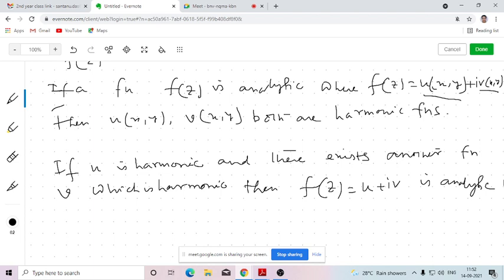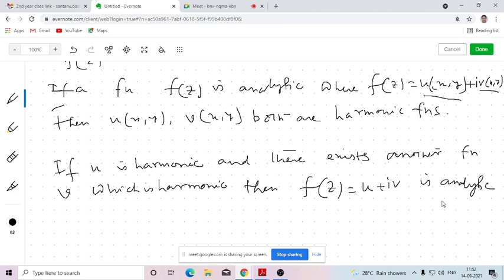To construct an analytic function, we actually need two harmonic functions. Similarly, if a function is analytic, from that we can get two harmonic functions. So this is the relationship between analytic function and harmonic function. If a function of complex variable f(z) is analytic, then its real part and imaginary part, which are two functions of two real variables x and y, are both harmonic functions. Similarly, if u is harmonic, then there must exist another function v which is also harmonic. Combining both in the form u + iv, the function we construct will be analytic.